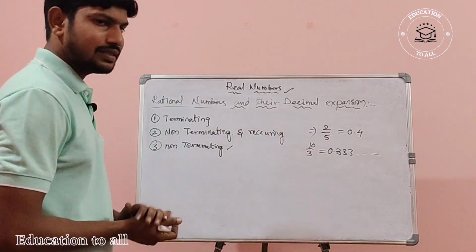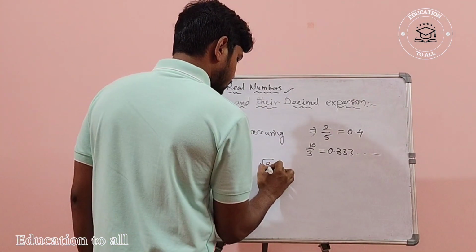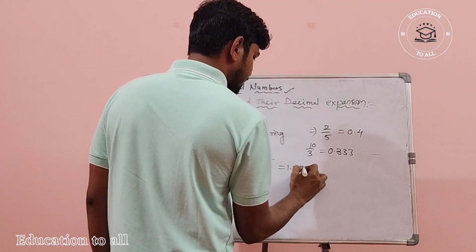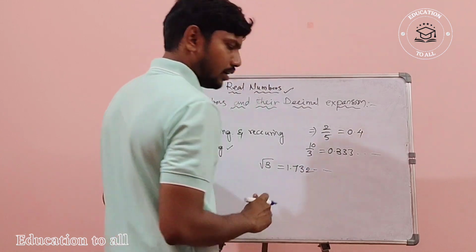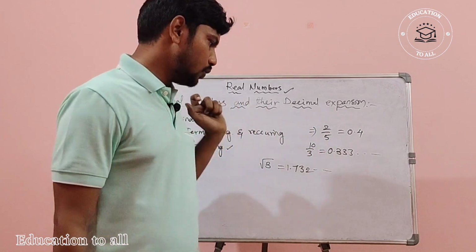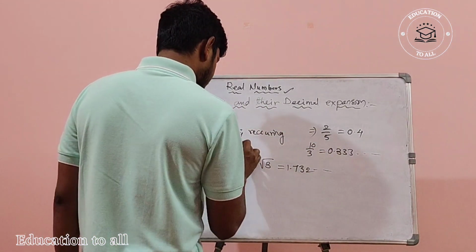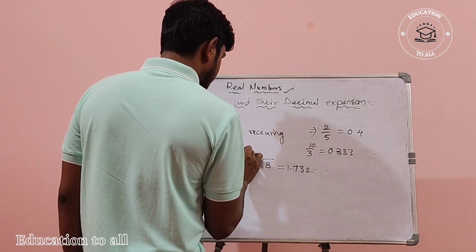So third one is non-terminating. A simple example: root 3 is 1.732 and continuously it will go on. It will not terminate and it will never repeat as well. So the non-terminating decimal expansion we expect for irrational numbers.